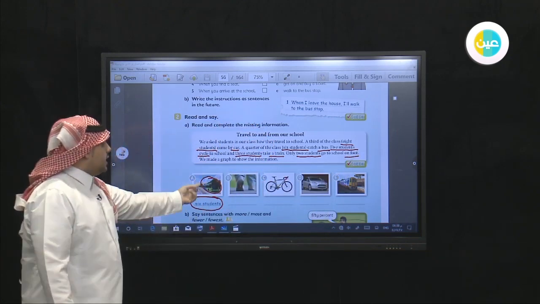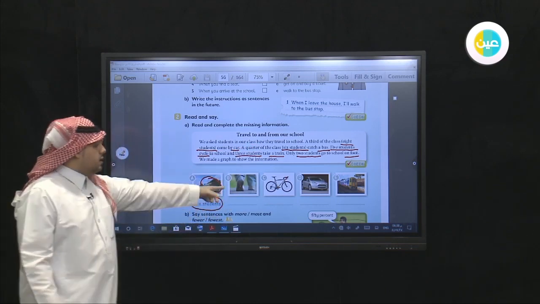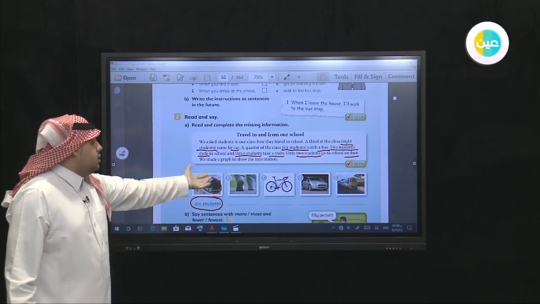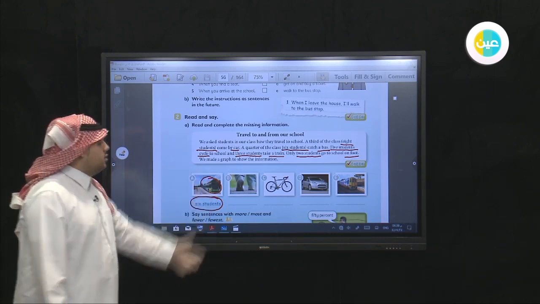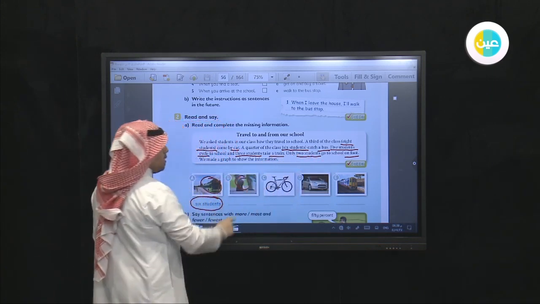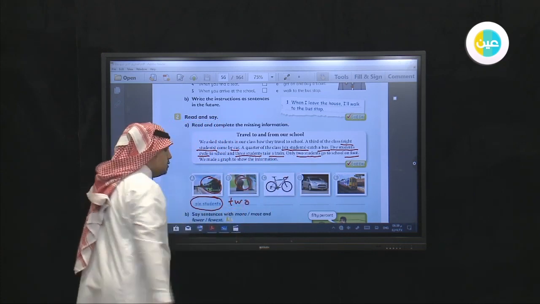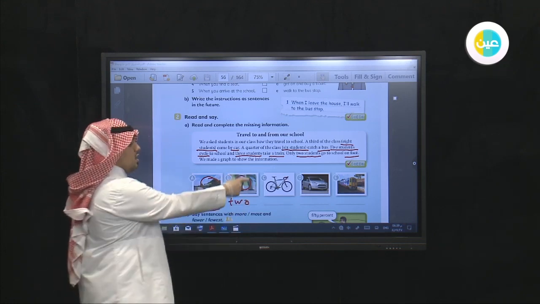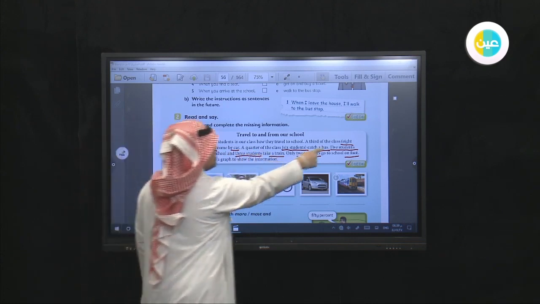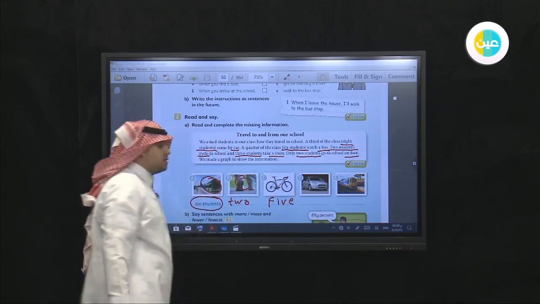Okay. By bus, 6 students went. On foot, meaning walking. This picture represents walking. How many students walk on foot to the school? We already have the answer: 2 students on foot. So here will be 2 students. Okay. How many students cycle to the school? We have here 5 students. They cycle to the school.